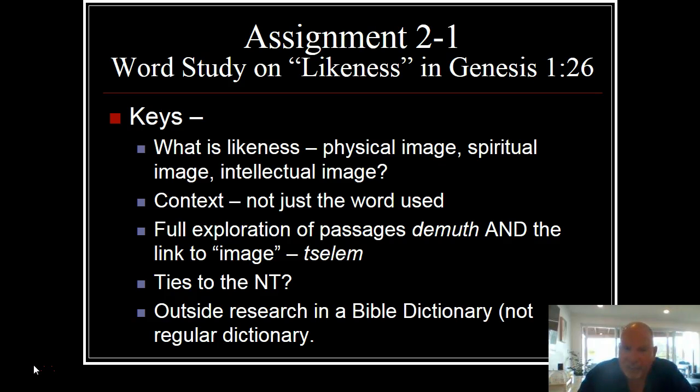I wanted a full explanation of the passage, demut and tselem. I wanted you to look at ties to the New Testament, and then outside research in a Bible dictionary, not a regular dictionary, to better understand the word. So as we do a full word study, it's really a lot of work. And I think that folks did really well, and that we had a tremendous amount of A minuses and B pluses. But I'm trying to be a little bit stingy with the A pluses, because I want you to learn to dig deeper.